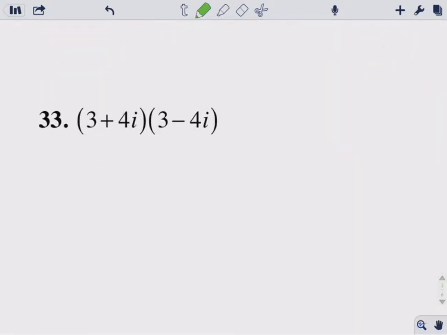This is a difference of squares. 3 plus 4i, 3 minus 4i, that's 3 squared minus 4i squared, so 16i squared. So 9 plus 16, which is equal to 25.